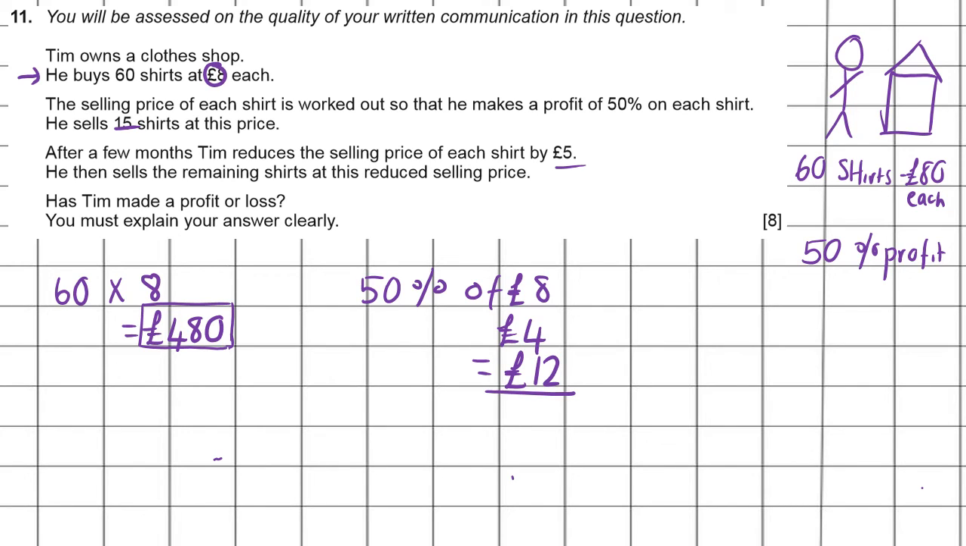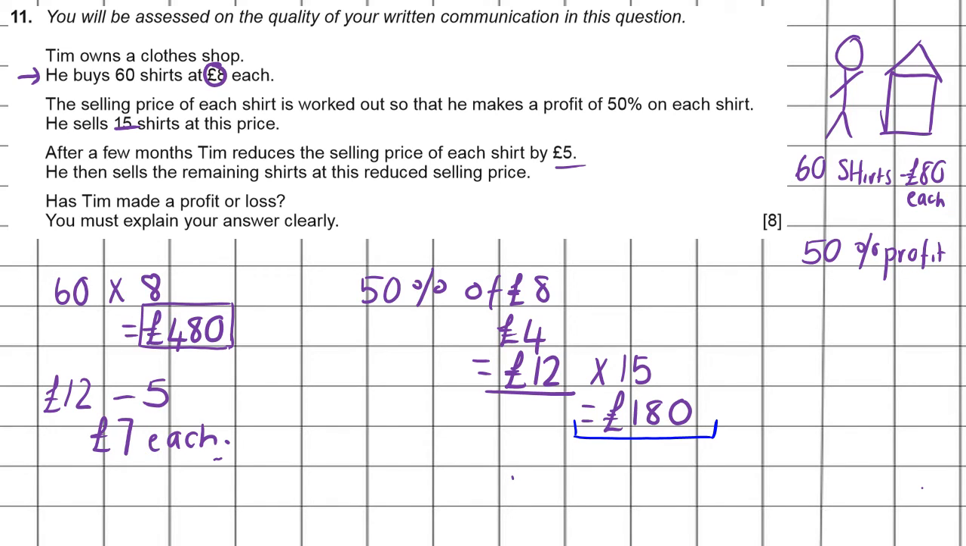And he sells 15 of these. So 12 times 15, so that gives us £180. Okay. So that's how much he makes before he starts reducing the shirts. Okay, so after a few months, Tim reduces the selling price of each shirt by £5. So therefore, when the shirts used to cost £12, they are now costing £7 each to buy.